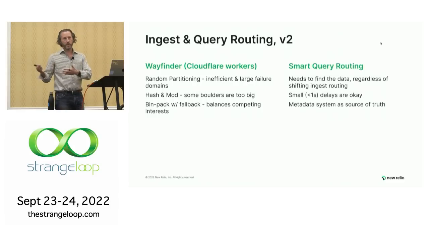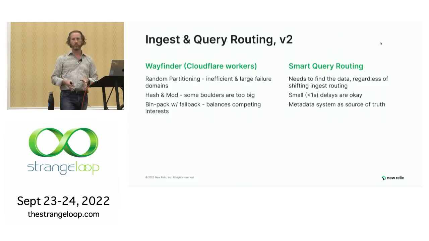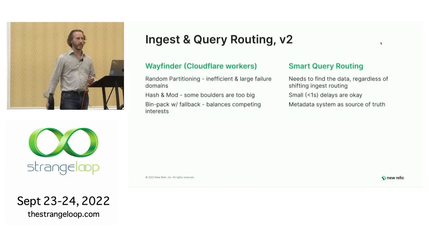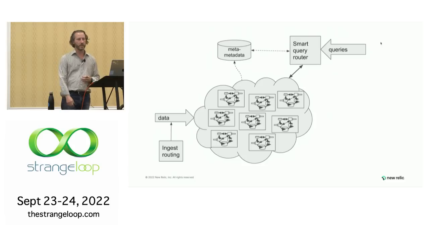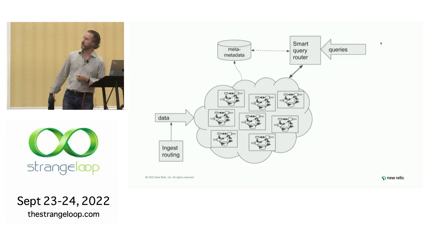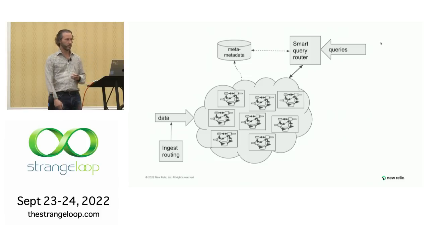And then over on the query side, again, we'd learned the lesson, like, we don't want to be coupling query routing to those ingest rules. We actually need to have metadata about the real sort of ground truth of where data is. So we built this system we called smart query routing on top of a sort of higher level metadata store about where things are in cells. So we get a picture now that looks like this.